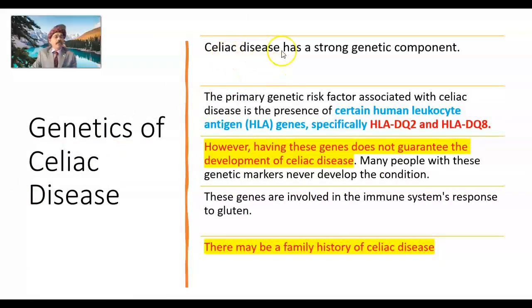Genetics of celiac disease. Celiac disease has a strong genetic component. The primary genetic risk factor is the presence of certain human leukocyte antigen HLA genes, specifically HLA-DQ2 and HLA-DQ8. However, having these genes does not guarantee the development of celiac disease. Many people with this genetic marker never develop the condition. These genes are involved in the immune system's response to gluten. There may be a family history of celiac disease because it runs in families.